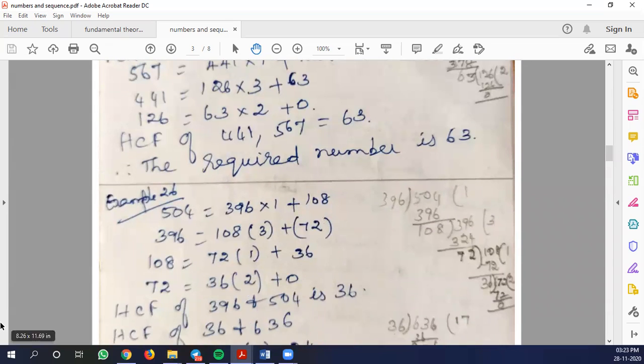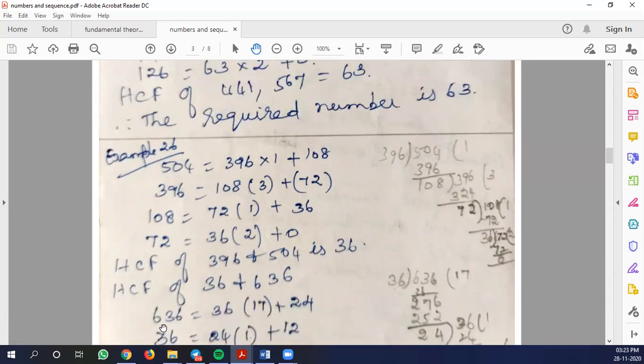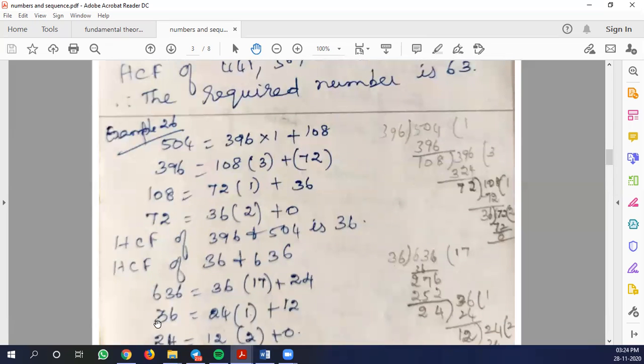Now example 2.6. That's in page number 43. Find the HCF of 396, 504 and 636. If it comes under this exercise, you have to find the HCF using Euclid's division lemma only. First you take 504 and 396. These two numbers you have to take first. Okay. Now first divide 504 by 396. How many times? Only one time. What is the remainder? 108. Now this divisor you have to take, 396.